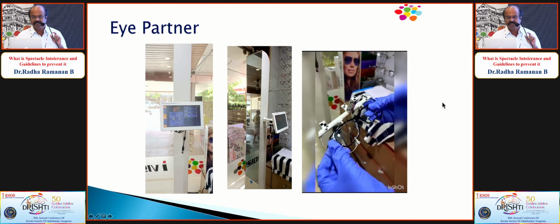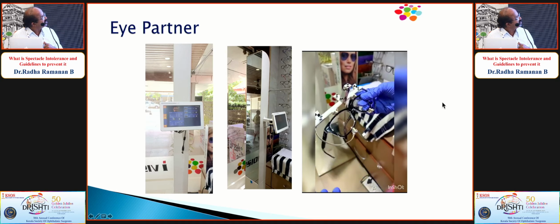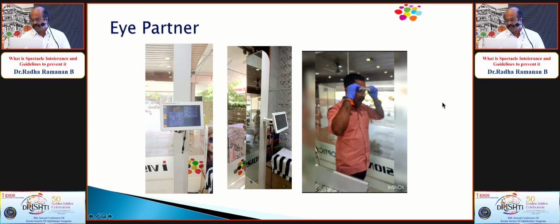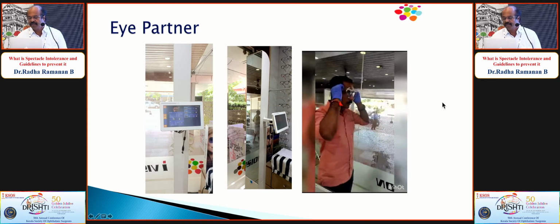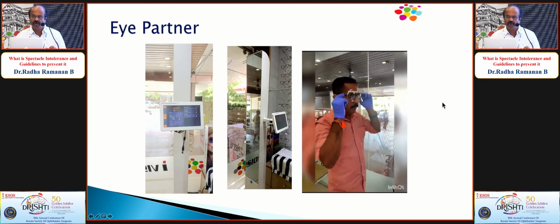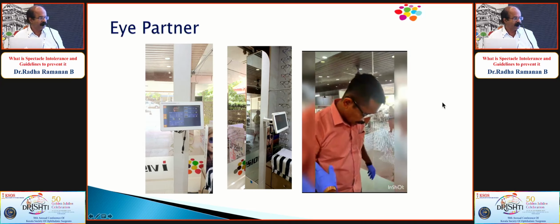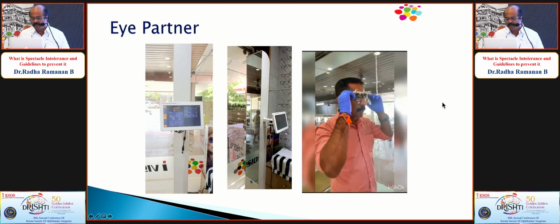You take the patient in front of this machine. This is a screen and there is a machine standing. You can take all the measurements in the machine. It will give you all the readings. Manually you can take only a few readings. Here you will get all the readings.